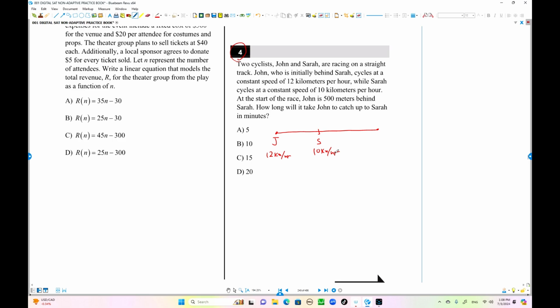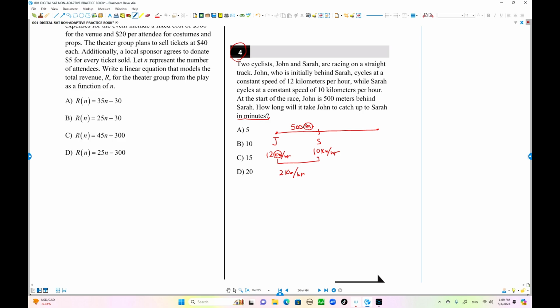So at the start of the race, John is 500 meters behind. This is 500 meters. Remember, right? This is kilometer. This is meter, right? They're different units. So here is the question. How long will it take John to catch up to Sarah in minutes? In minutes, can you find it in minutes, okay? You gotta be careful how it's being asked. So every hour they catch up 2 kilometers, right? 12 minus 10 is 2 kilometers each hour.